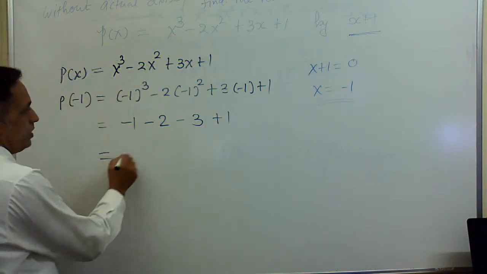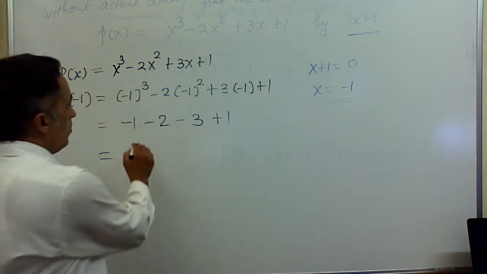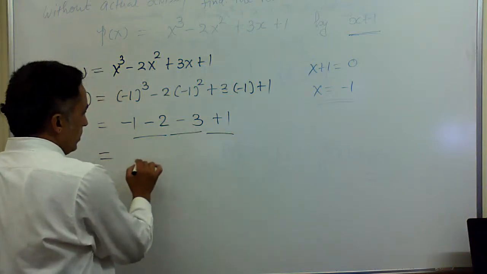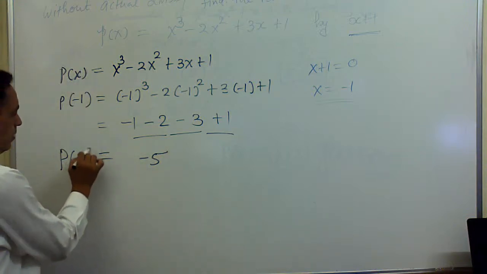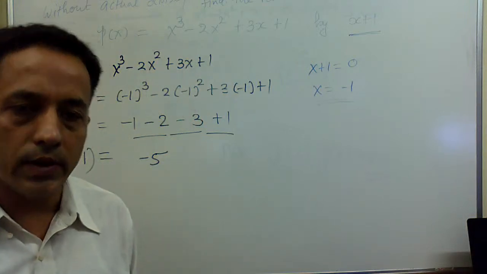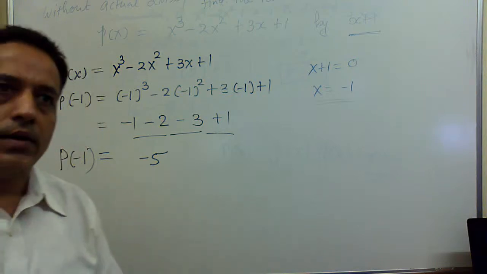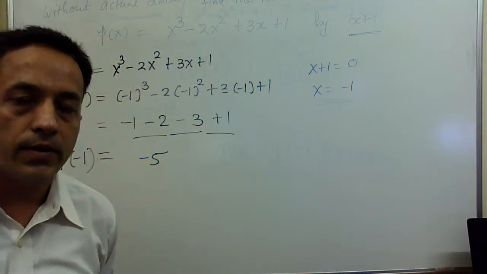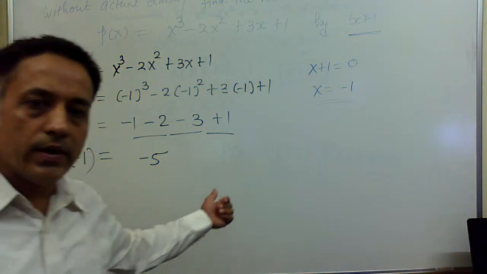Simply, minus 1, minus 2, minus 3, minus 3 minus 3, minus 6, minus 6 plus 1, minus 5. This is the remainder at p of minus 1. So interpretation of p of minus 1 is that in the given polynomial x cube minus 2x square plus 3x plus 1, when we substitute in the place of x as minus 1, we get the remainder minus 5.